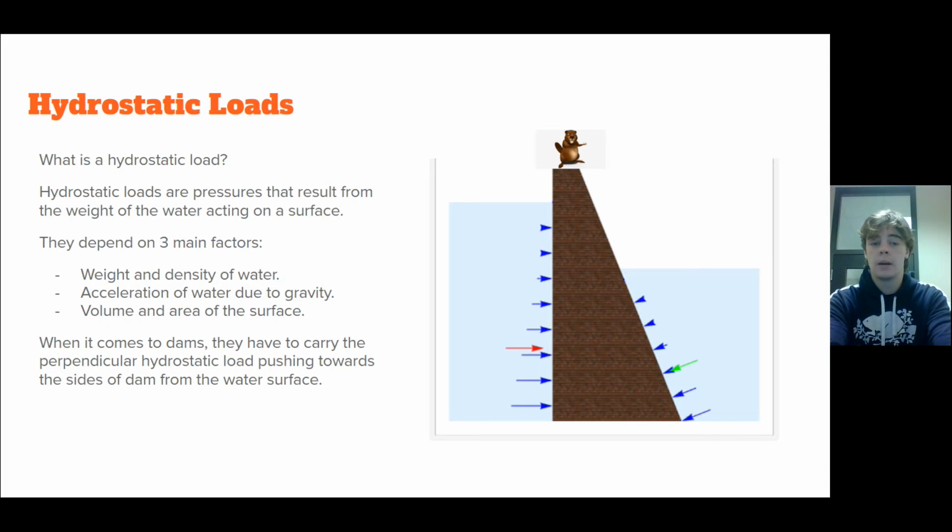When it comes to dams, they have to carry the perpendicular hydrostatic load pushing towards the sides of the dams from this water surface. This is demonstrated in this picture here. And as the depth of the water goes down, you see that the arrows become much longer, indicating a larger force or pressure.